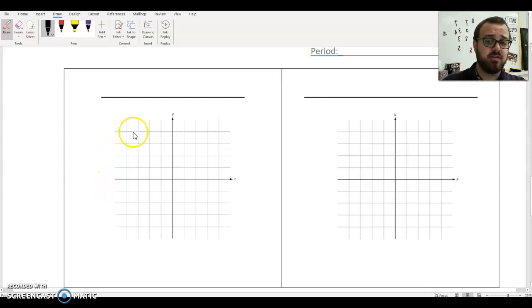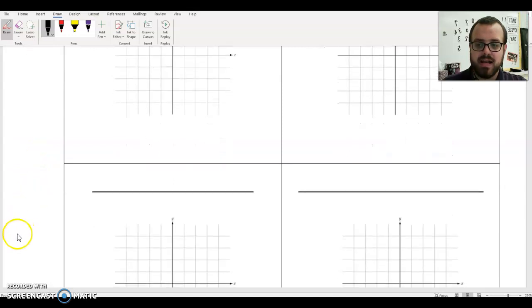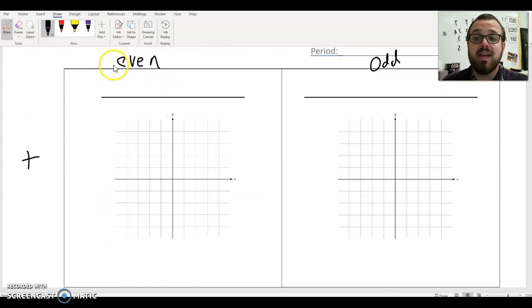Well, why do I care about those two things? Hopefully you noticed that the end behavior is all based off of those two things. You either have an even or an odd degree. So we have even over here, and we have odd over here. And then you should have noticed that something changed whether you had a positive or a negative leading coefficient. So let's start with even and positive.